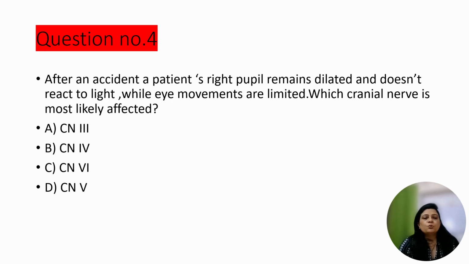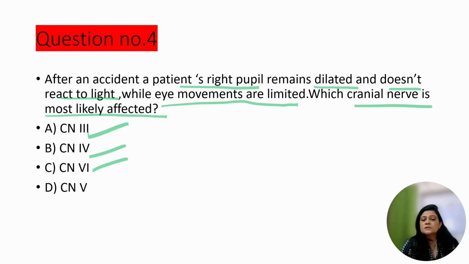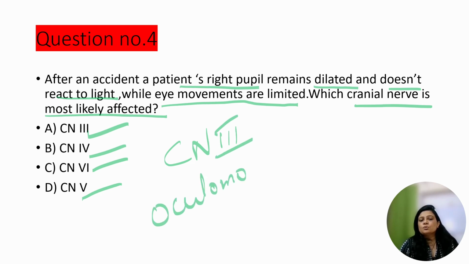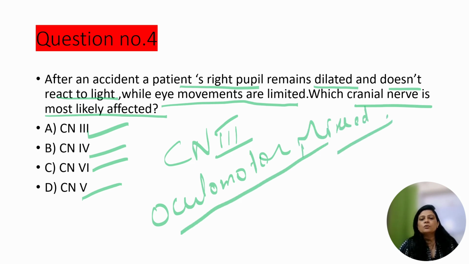Now question 4: after an accident, a patient's right pupil remains dilated and does not react to light while eye movements are limited. Which cranial nerve is most likely affected? We have cranial third, fourth, sixth and fifth. The answer to this question is cranial nerve third, the oculomotor nerve. This is a mixed nerve that is responsible for pupil constriction.